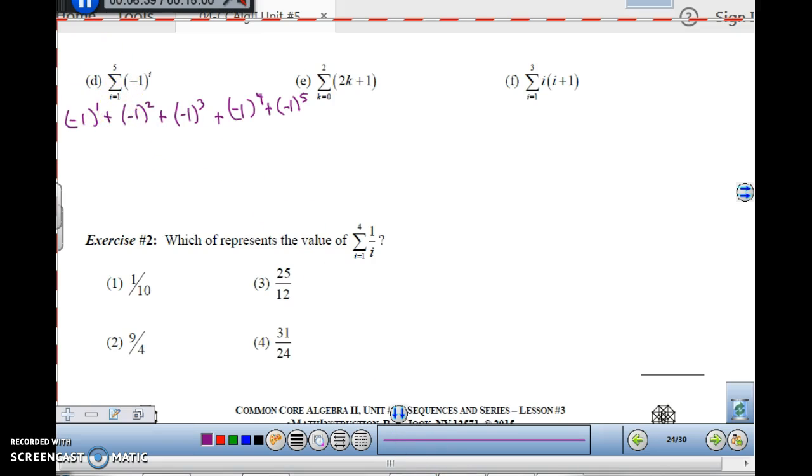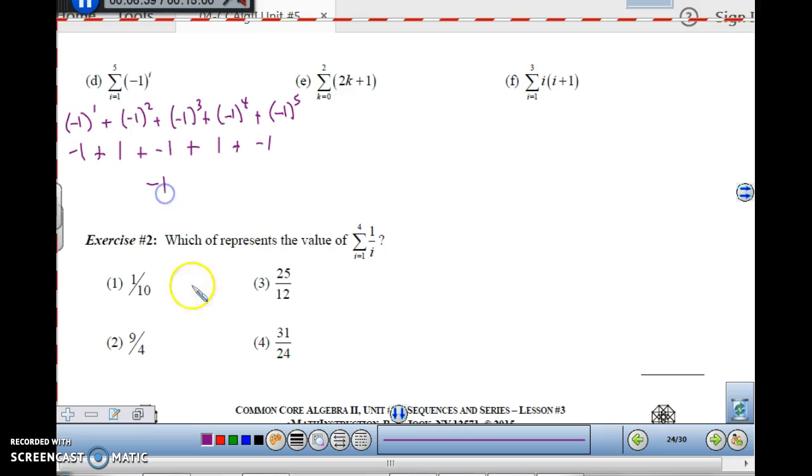All right, let's try the next one and see what we get. The summation from 1 to 5 of -1 to the i. That means we take -1 raised to the first power, which would be -1, and I want to keep doing that until I get to the 5th power. So -1 to the 1 is -1. -1 squared is 1. -1 to the 3rd is -1. -1 to the 4th is +1. And -1 to the 5th is -1. So this should work out to be -1.